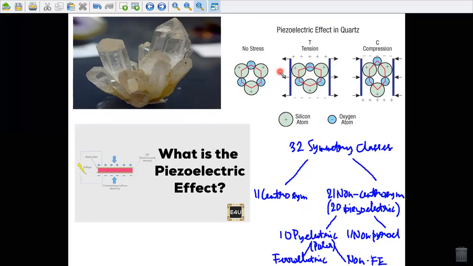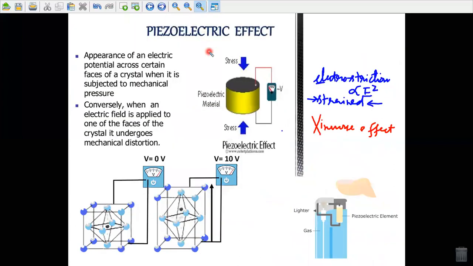As shown in the figure, if there is no stress, there is no voltage difference. If you elongate or stretch these molecular or ionic structures, the positive charges align in one direction and the negative in another. The same occurs in the case of compression. There are two types of atoms here, in silicon dioxide. So this is basically what piezoelectricity is.